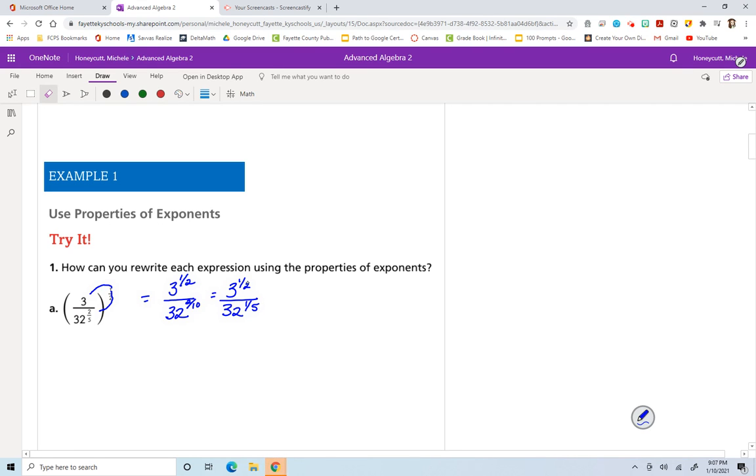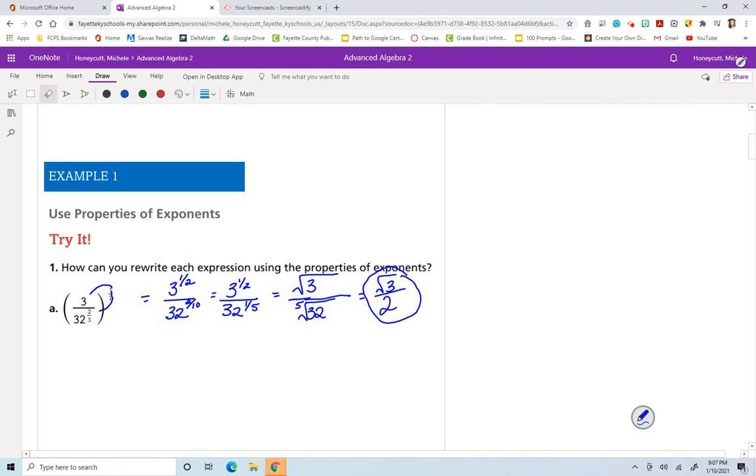Then I think, okay, is there a way that I can simplify this? What does this mean? Well, 1/2 means the same thing as the square root of 3 to the first power. Square root, but usually those are understood to be there, so you don't normally see us writing this index and the exponent. So the square root of 3 to the first power. This 32 to the 1/5 power means that's the 5th root of 32. Well, we do know that the 5th root of 32 is 2, so I can simplify this to the square root of 3 over 2.